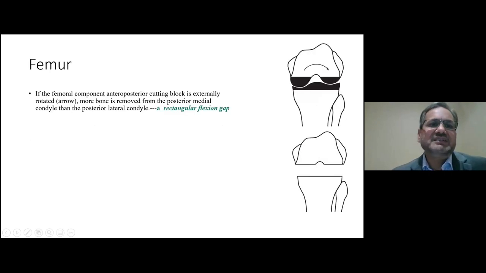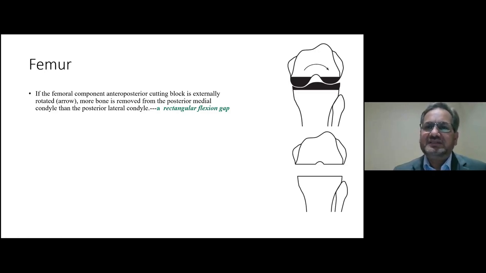To match that, we need a similar rectangular flexion gap as well. How can we do it? You need to externally rotate your jig 3 degrees because you are taking the posterior reference. We will discuss anterior and posterior reference in a minute. We're using the posterior condyles as a reference, as the feet of the jig. So we externally rotate so that we cut more on the medial, less on the lateral posterior femoral condyles.